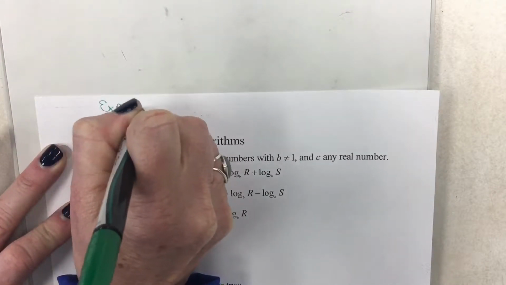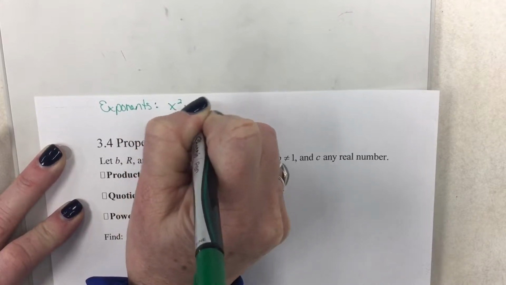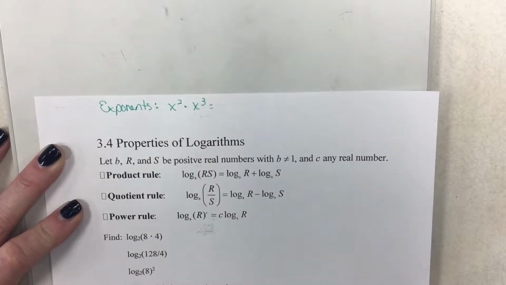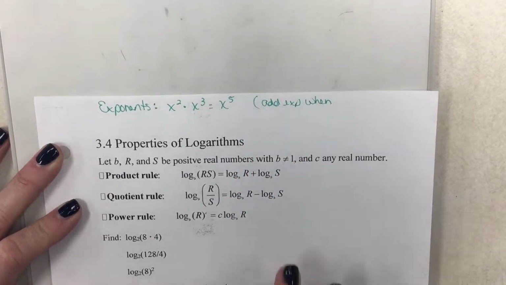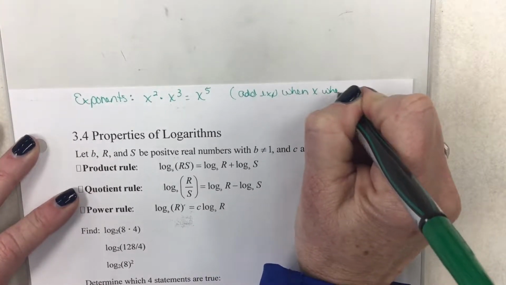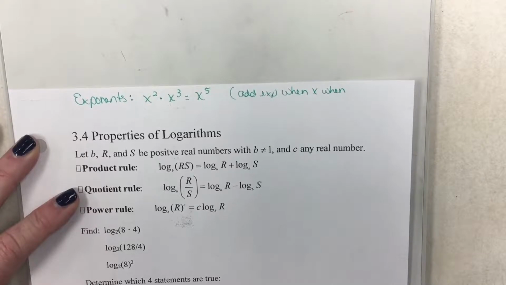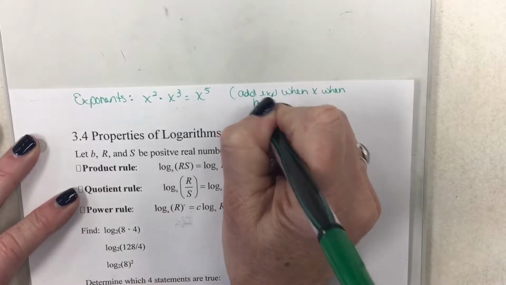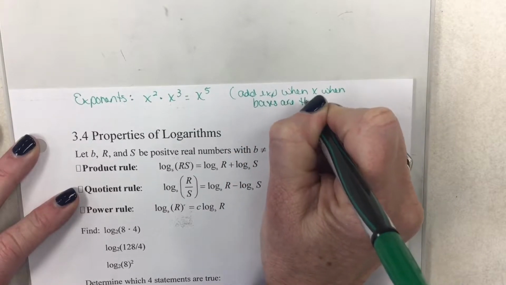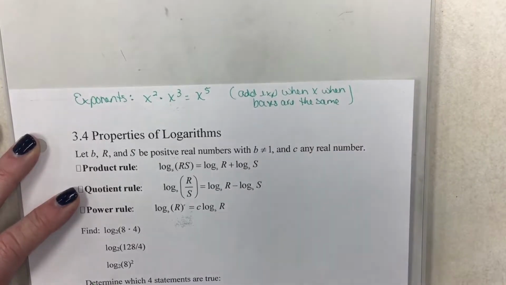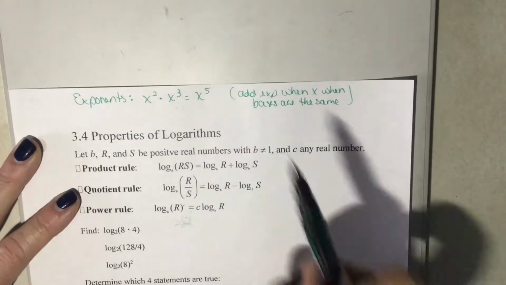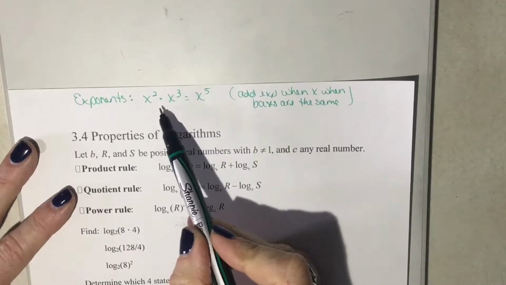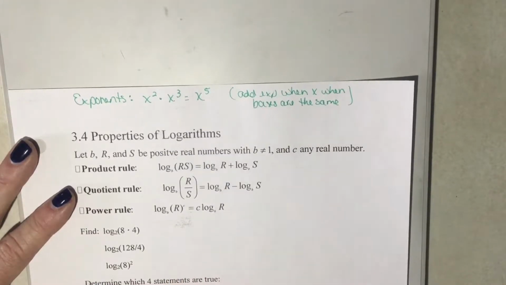If I have x squared times x cubed, what would my answer be? Why? Add exponents when multiplying. When what has to be true? Bases are the same. Okay. So we add exponents when we're multiplying only if the bases are the same.